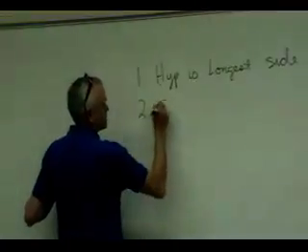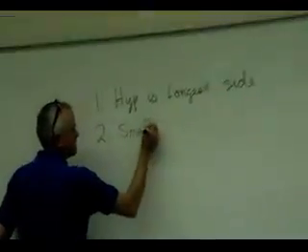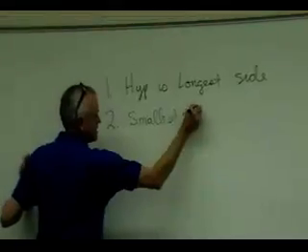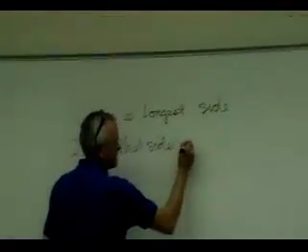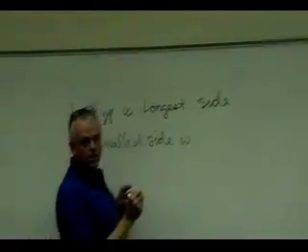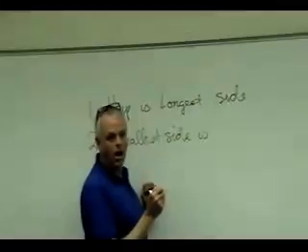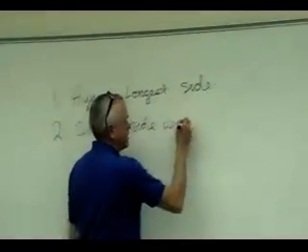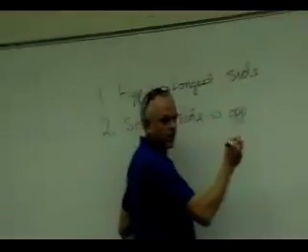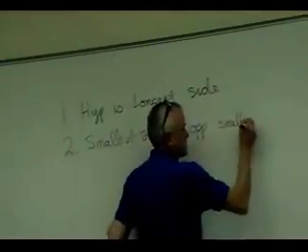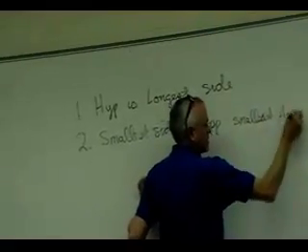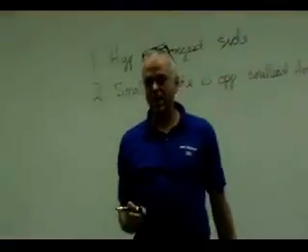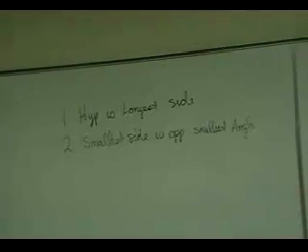The smallest side is opposite the smallest angle. The smallest side is opposite the smallest angle. That's rule 2. Rule 3.